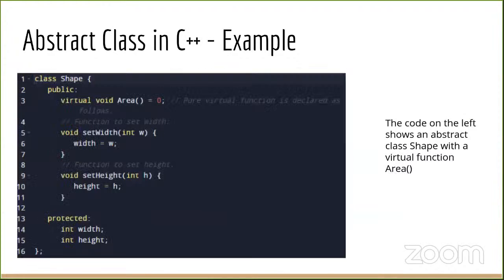So let's look at its code. In this code, we have an abstract class shape, which has a pure virtual function area. And we have two setter functions, set width and set height. We are talking of some limited shapes, and the variables width and height are protected here.